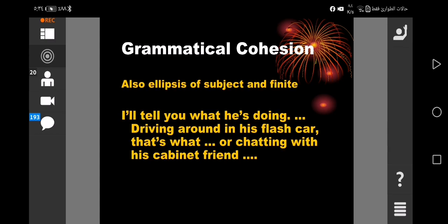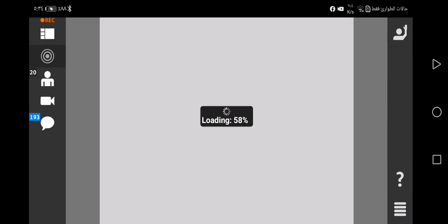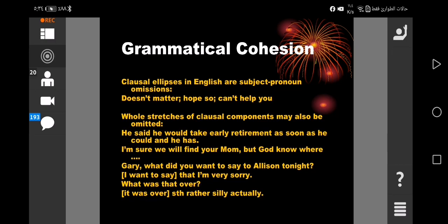So the subject and the finite, by finite we mean auxiliary, are omitted. We also have clausal ellipsis in English. That is, the whole clause is dropped. Like you say, it doesn't matter. I hope so. Can't help you.